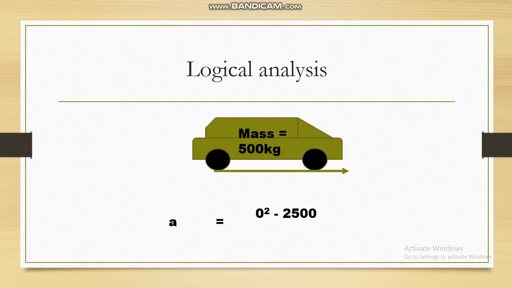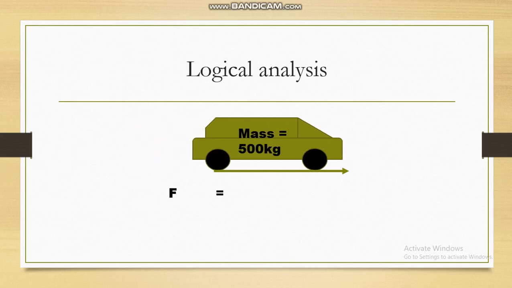The acceleration, therefore, is equal to 0 squared minus 2500, divided by 2 times 12.5. And you get acceleration as negative 100 meters per second squared. It is negative because the speed is reducing constantly, or the vehicle is retarding. So that is retardation.